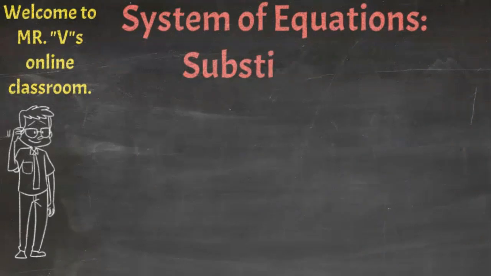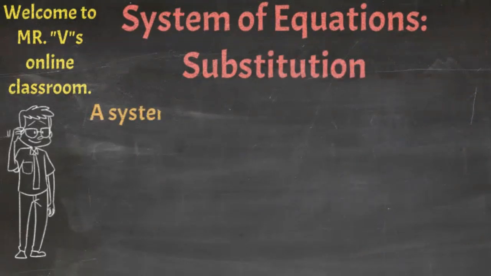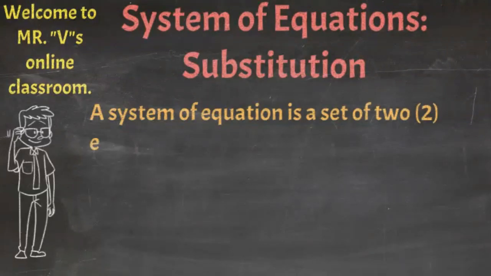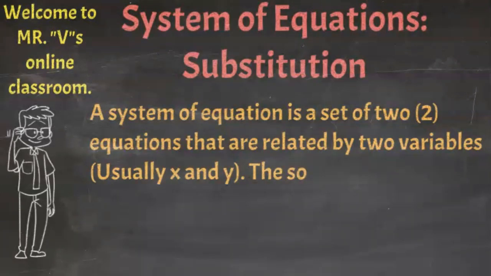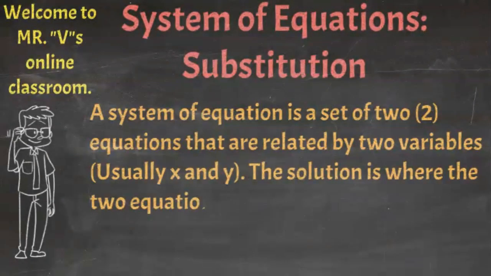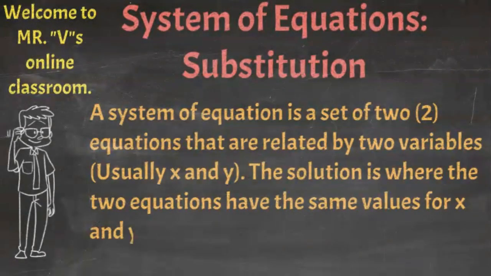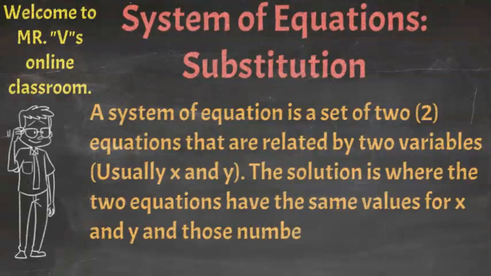Today we will cover systems of equation substitution. Remember, a system of equations is a set of two equations that are related to each other by the variables, x and y usually. The solution is where the two equations have the same values for x and y, and those numbers satisfy both equations, make the equations true.